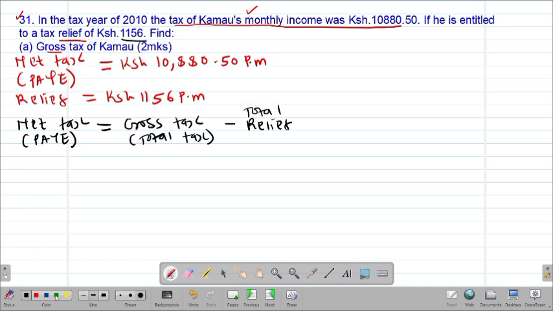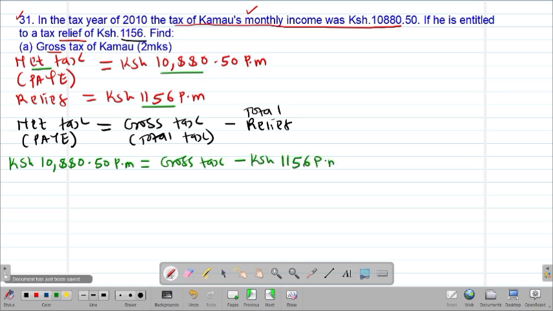So if I substitute the values that I already have, I have the net tax, which is Kenya shillings 10,880 and 50 cents per month, which is equal to the gross tax, which is the unknown, minus my total relief. I'm only given one relief of 1156 shillings per month. So if you want to get the gross tax, I'm going to take this particular value to the other side so that it becomes a positive.